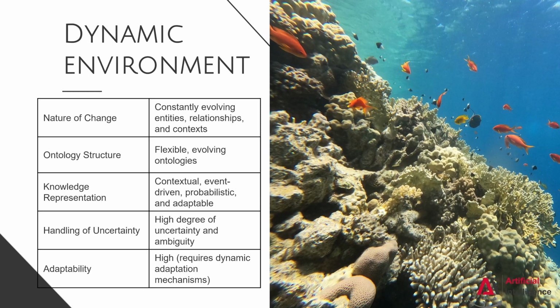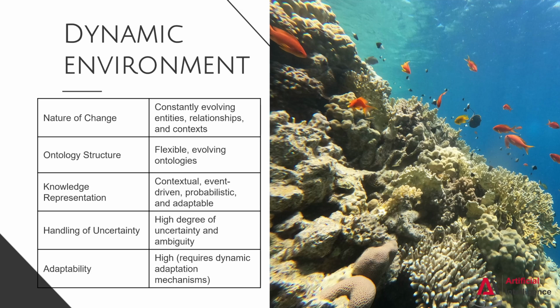The reason is that the dynamic environment keeps evolving each and every single time. Today, a fish should be here. Tomorrow, that same fish should be over there. In a few seconds, there's something moving from one end to the other. So therefore, we want an ontology structure that is flexible, that evolves. And we also want the knowledge representation of that ontology to be contextual, adaptable, and able to change at any point in time.